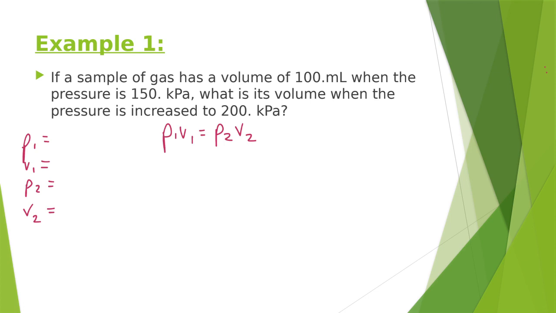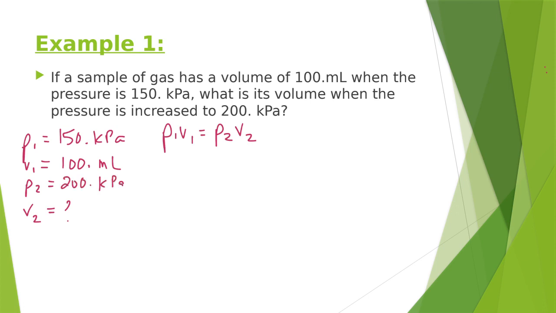A sample of gas has a volume of 100 mL when the pressure is 150 kPa. Okay, so there we go. We know it's 150 kilopascals. We know that the volume is 100 mL. It says, what is its volume? So this is V2, we don't know, when the pressure is increased to 200 kPa.